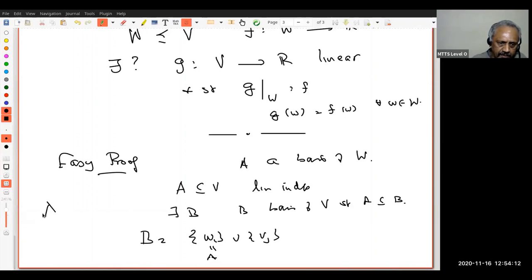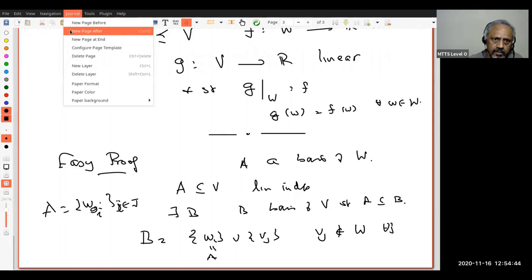So let A equal {w_i}, i running over some indexing set. Let's not worry about such things. So this is a basis of W. So extend it: there is a basis B of V which contains A. Therefore, there are extra elements. Call these extra elements v_j. Therefore none of the v_j's are in W, right?